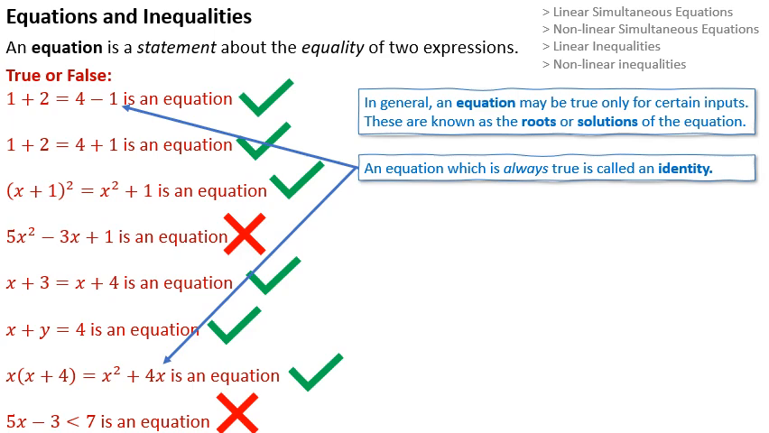You're saying, I don't know what x is at this point in the problem, but it doesn't matter because whatever x is, this expression, x times x add 4, is definitely going to be equal to this other expression, x squared add 4x.